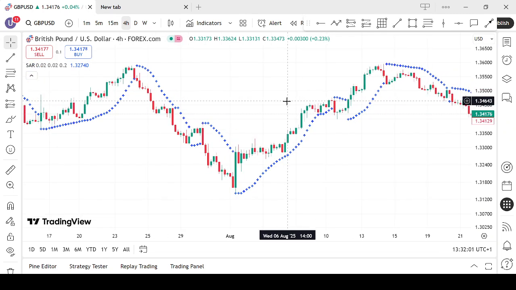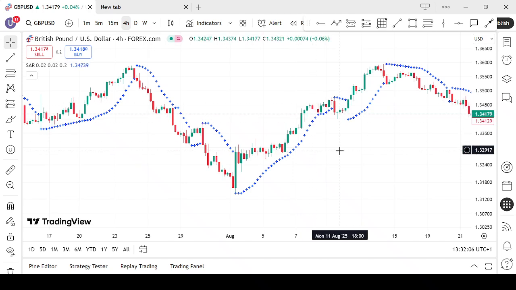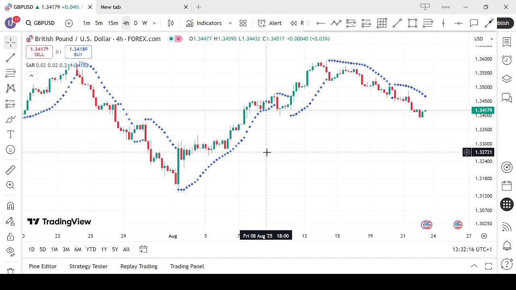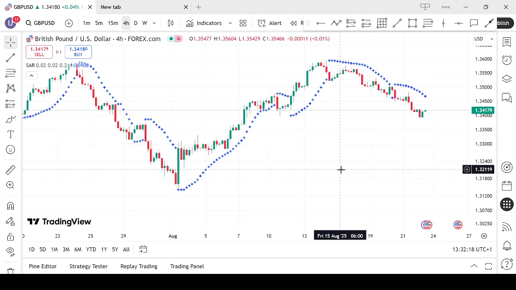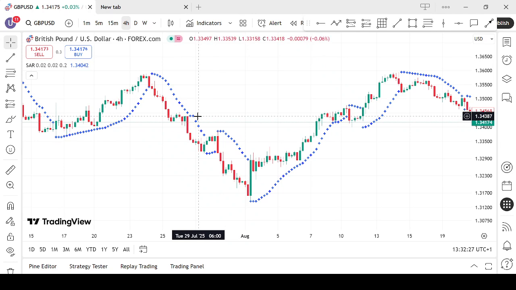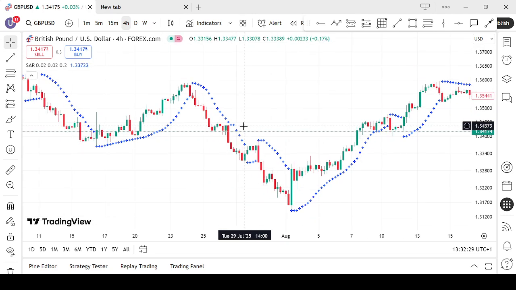As momentum begins to fade, the dot will start converging towards price, warning of a potential reversal. This visual representation of momentum shifts makes the parabolic SAR an intuitive tool for timing your entries and exits. Now let's see how we can apply the parabolic SAR to swing strategy.